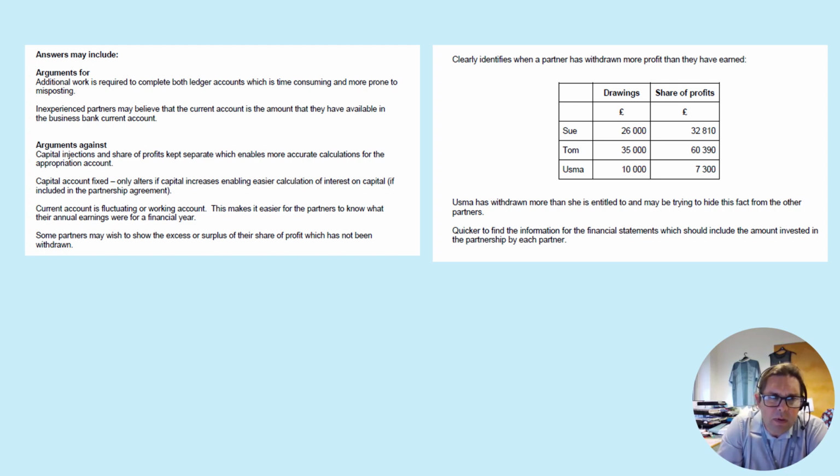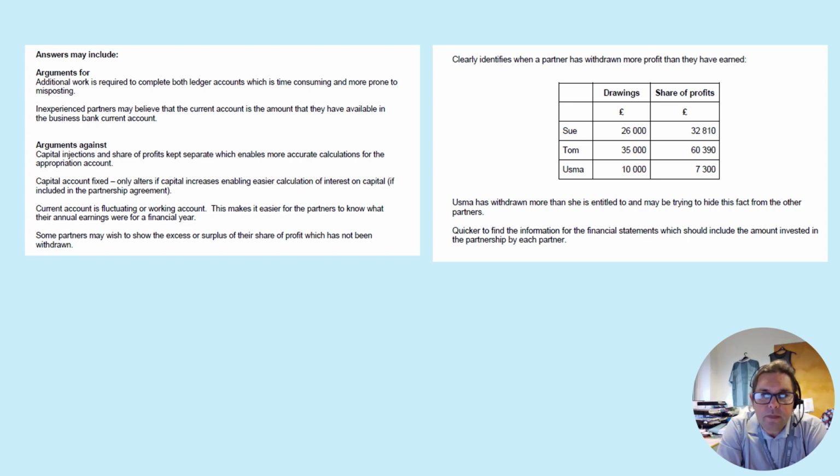We want to keep profits separate so we can help to work out our profit sharing. We want the current account as a fluctuating working account, so we know really how much we should take out in drawings. And it helps us to see if we've taken out too much. If there's a debit balance in the current account, we know that one of the partners will be taking out too much, and therefore we could potentially discuss interest on drawings as a measure to try and put them off doing that.